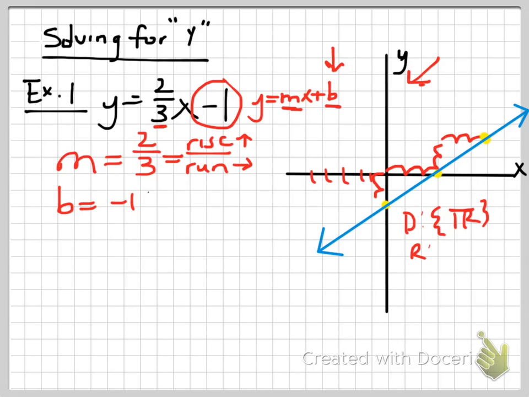And my range, look at my y values. Is there a maximum? No. Is there a minimum? No. So my range is all real numbers as well. Most of the time when you have the infinite graphs like you have here with 2 ends with 2 arrows, then you're always going to pretty much have all real numbers for both domain and range.